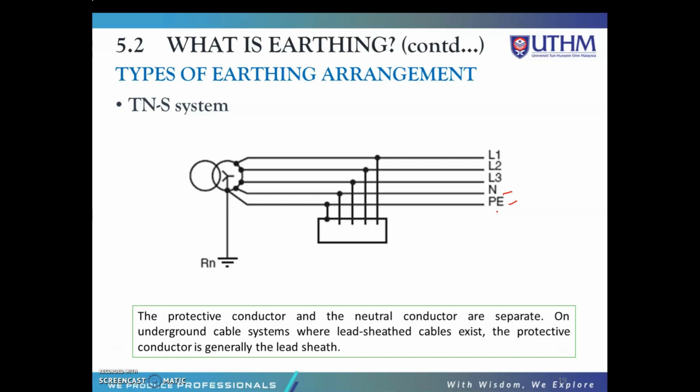On underground cable systems, when lead sheath cables exist, the protective conductor is generally the lead sheath. In this system, separate conductors for the protective earth, PE, and also neutral, run from the consumer electrical installation to the source. They are connected together only at the power source. So the earth is connected at the power source only. That is TNS.